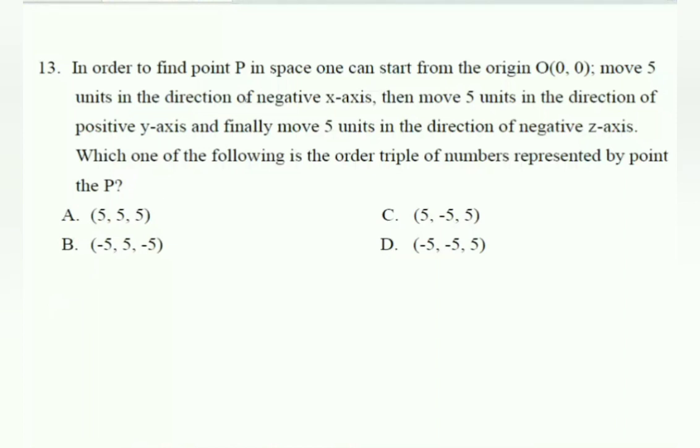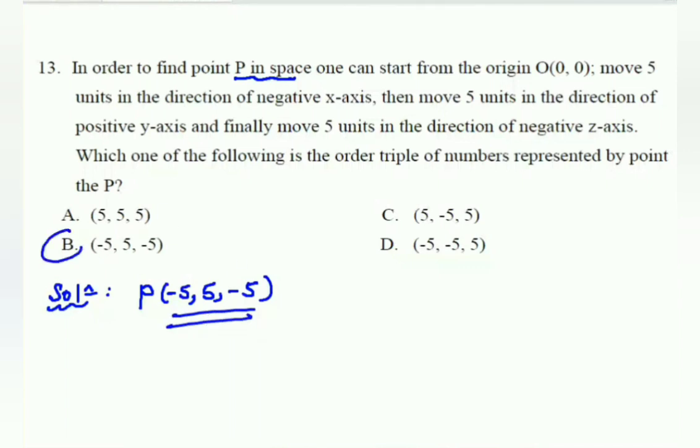In order to find point P in space, one can start from the origin and move 5 units in the direction of the negative x-axis, meaning negative 5, then 5 units in the direction of the positive y-axis, positive 5, and finally 5 units in the direction of the negative z-axis, negative 5. So this is exactly the position of the point that we can get. So the answer will be B.